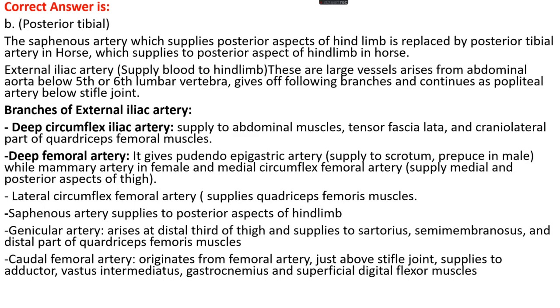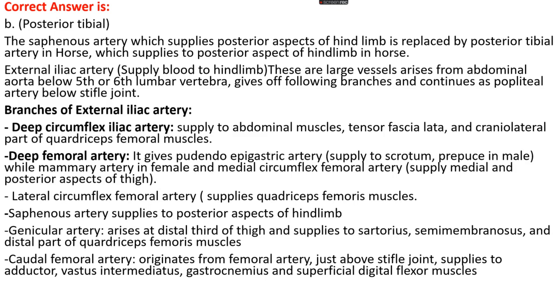Now, we know that the external iliac artery supplies blood to the hind limbs. These are large vessels which arise from the abdominal aorta below the fifth or sixth lumbar vertebra. It gives off the following branches, and finally it continues as the popliteal artery below the stifle joint. The branches of the external iliac artery include the deep circumflex iliac artery, deep femoral artery, lateral circumflex femoral artery, saphenous artery, genicular artery, and the caudal femoral artery.